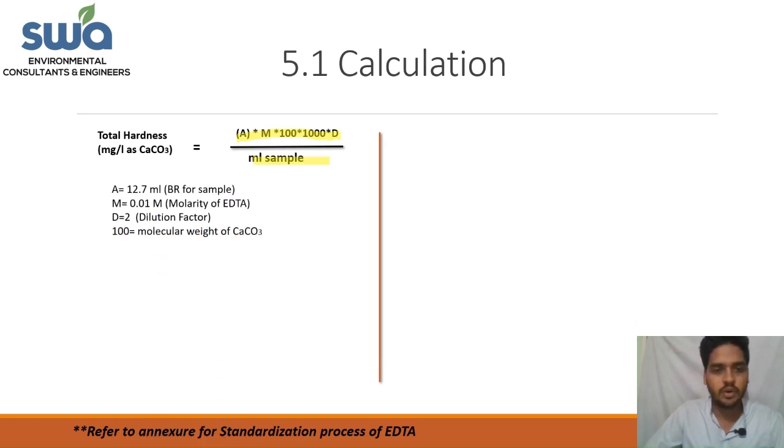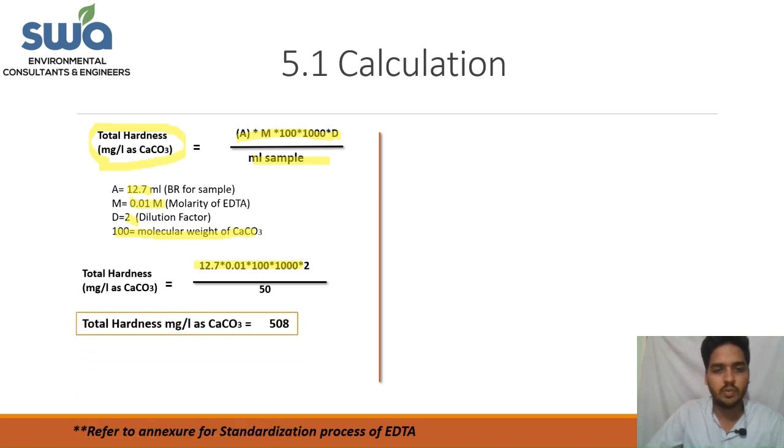So A stands for burette reading for sample, which is 12.7. M is molarity of EDTA, which is 0.01 molar. D stands for dilution factor, which is 2 because we have diluted the sample 2 times, and 100 is the molecular weight of CaCO3 because we are getting the total hardness as milligram per liter as CaCO3. So let's put all the numbers into the formula. The answer will come, it is 508 milligram per liter as CaCO3.